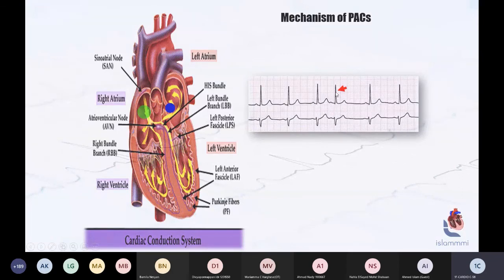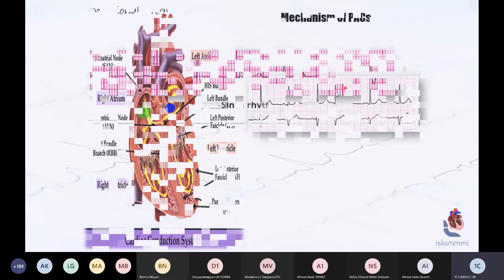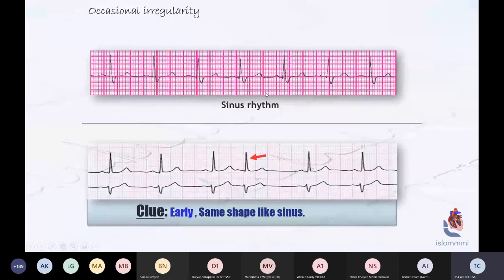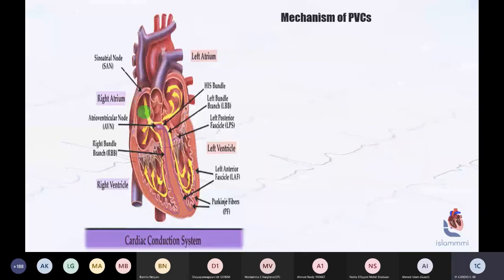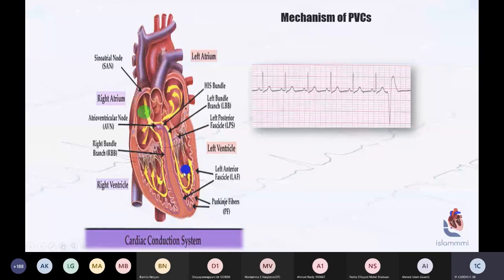Why do we call this premature atrial? Because it has the same shape like the sinus, but comes a little bit early. But what if it has a different shape? One point here is giving only one impulse, while the sinus, the pacemaker, is working. So this is the normal pacemaker. Then all of a sudden we have a strange beat here. It's called premature ventricular contraction, or PVCs.